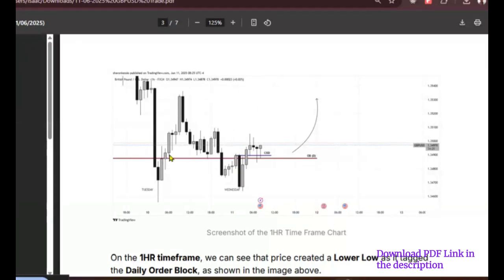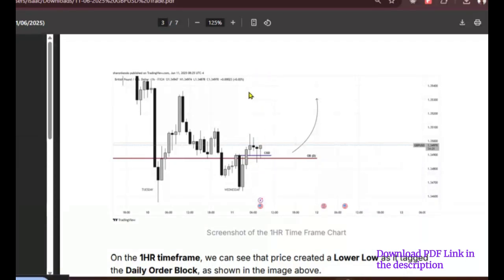You can use this 1 hour for entry because literally that is just our entry model: liquidity sweep, market structure shift, or change in state of delivery. So you can have your entry on any PDRA here, maybe this fair value gap here, or you can use this change in state of delivery for entry. You have your stop loss down here and you take profit up there.